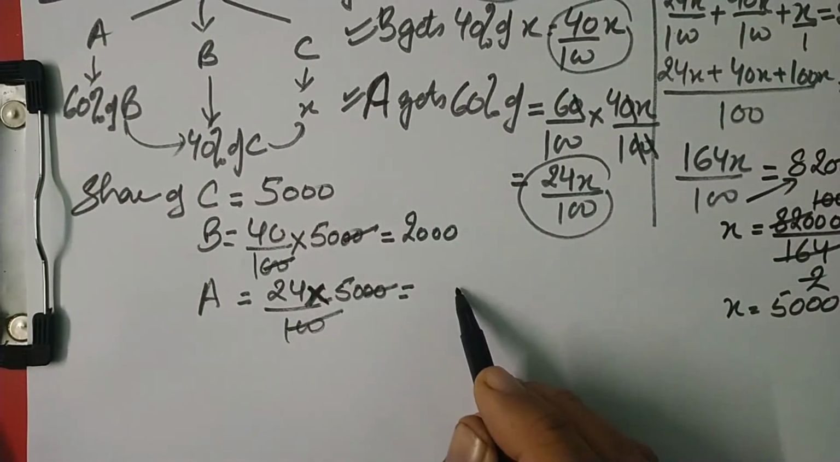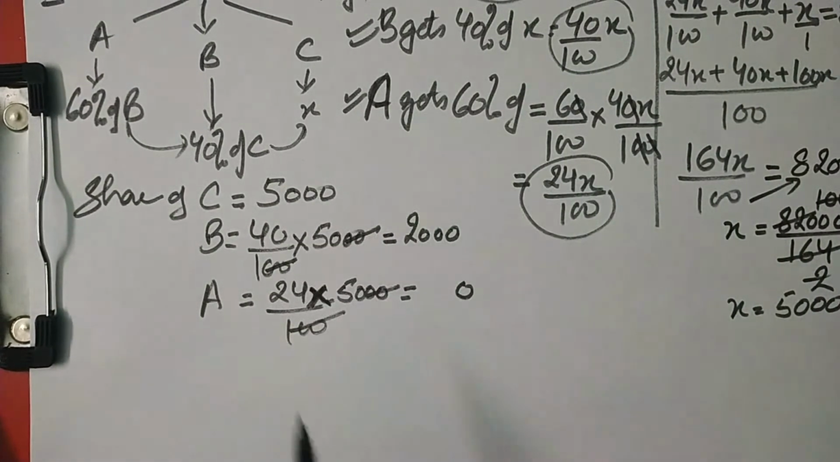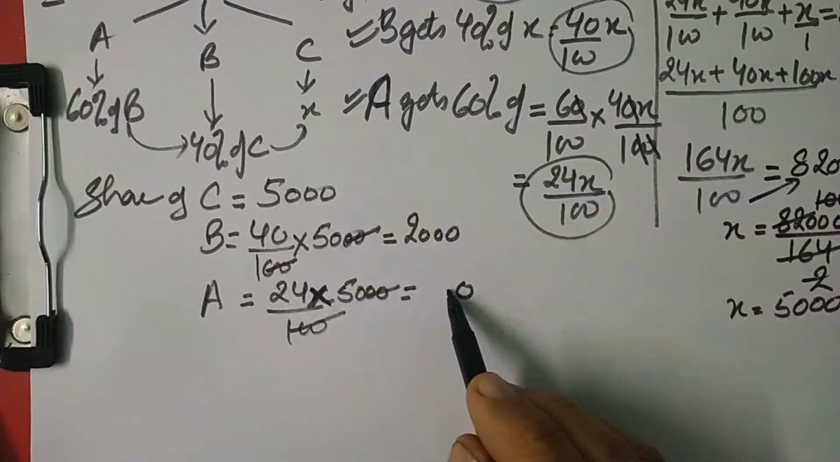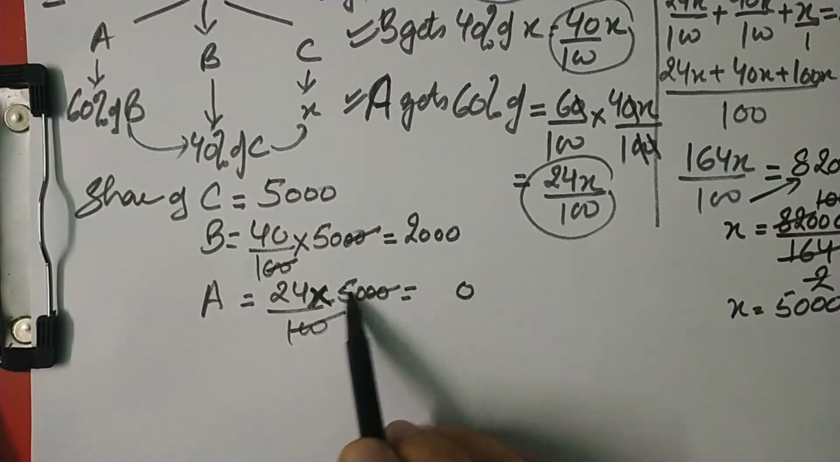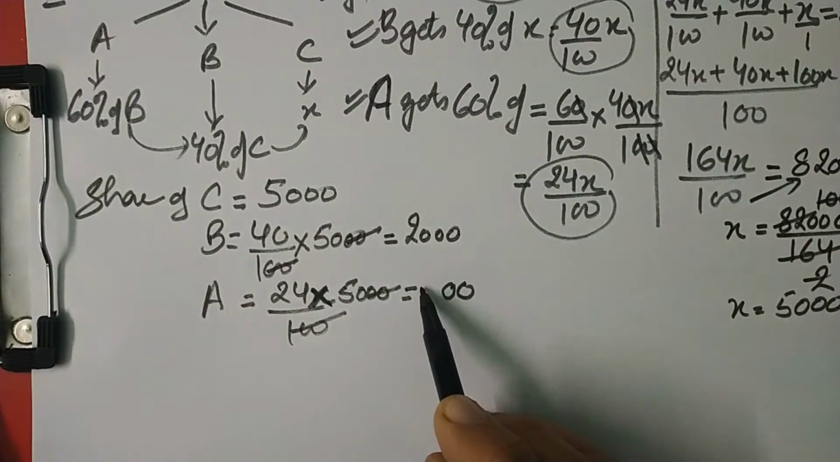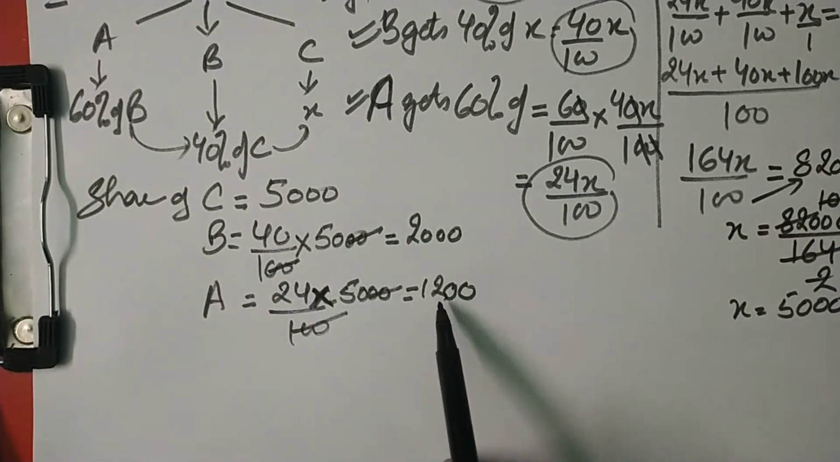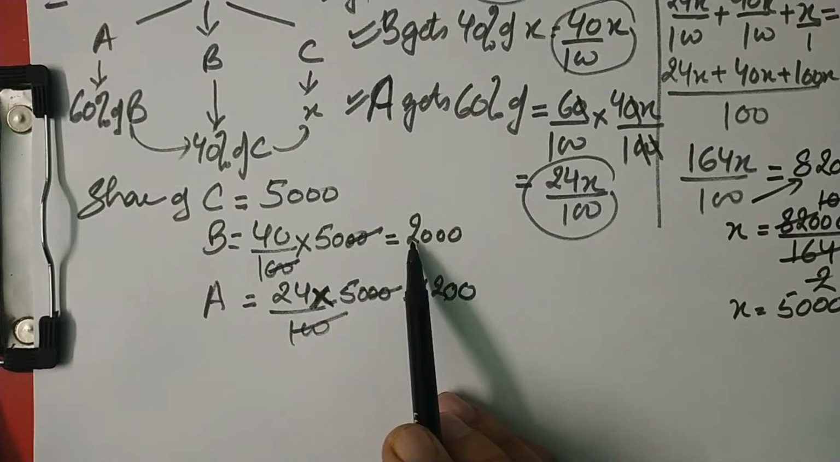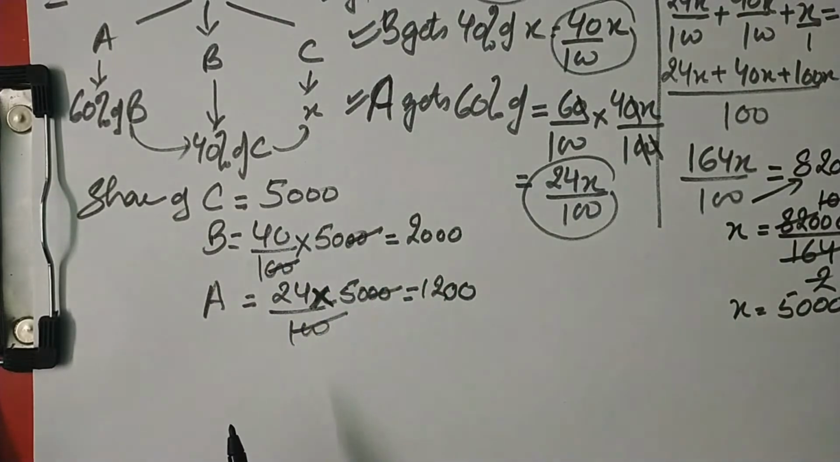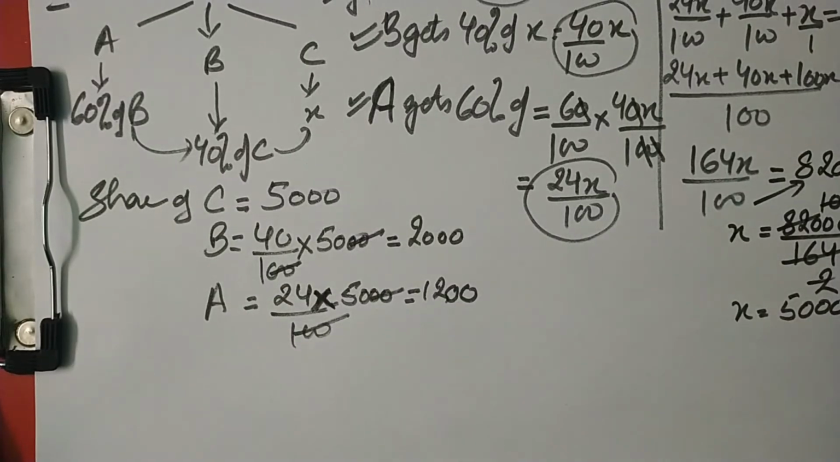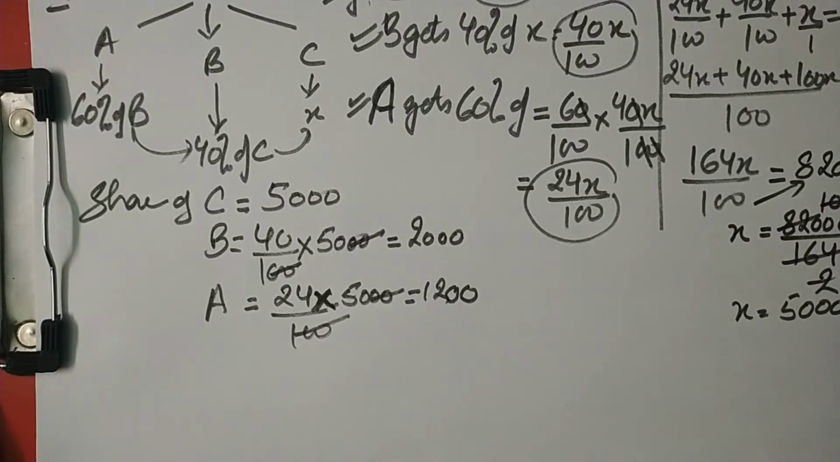Type the answer. It will become 0 and the total should come 8200. So 5, 0 will come, 5 into 4, 20. These are the values of A, B and C. So A will get 1200 rupees, B will get 2000 rupees, C will get 5000 rupees. So how did this come? You can check. Yes, right, 1200. So A is equal to 1200.